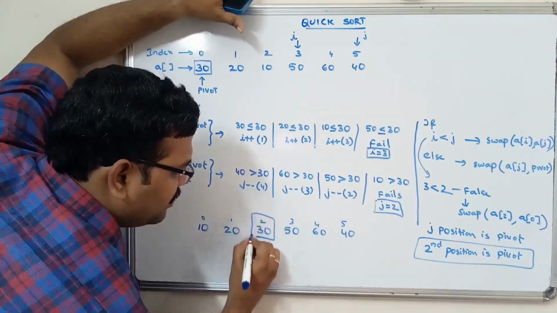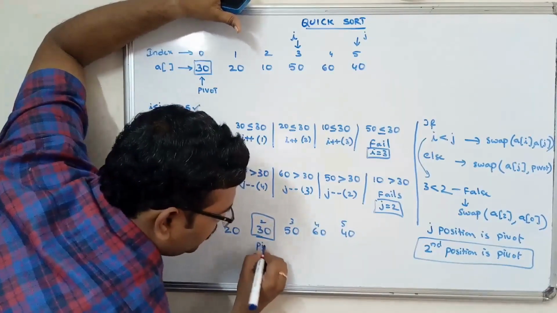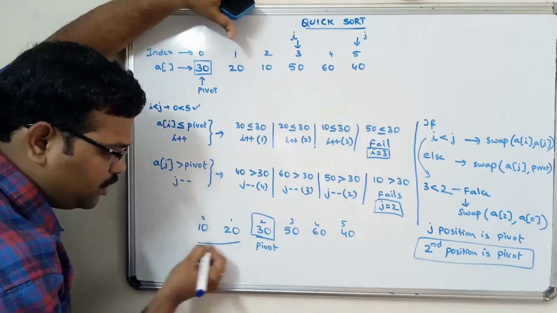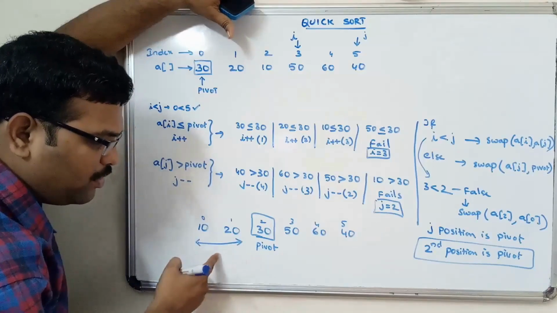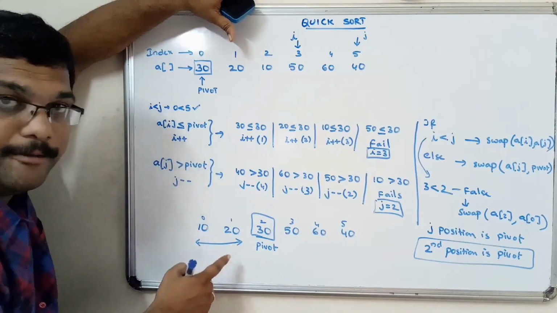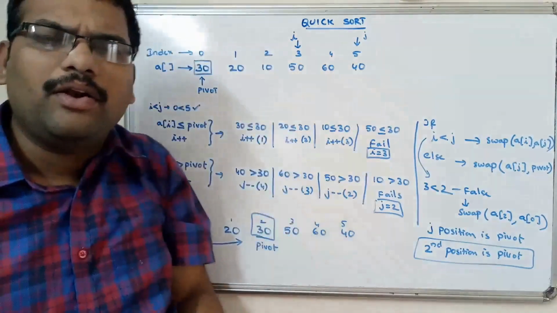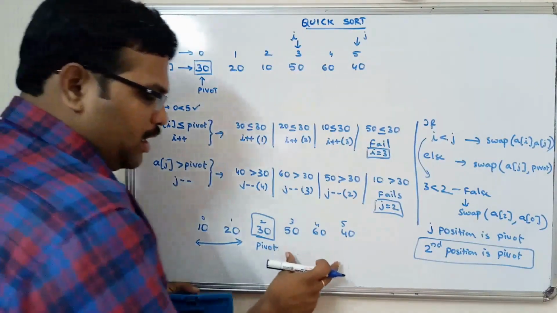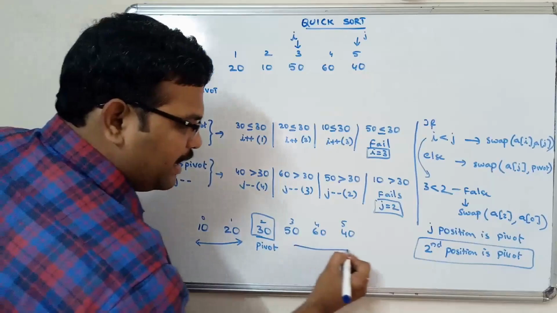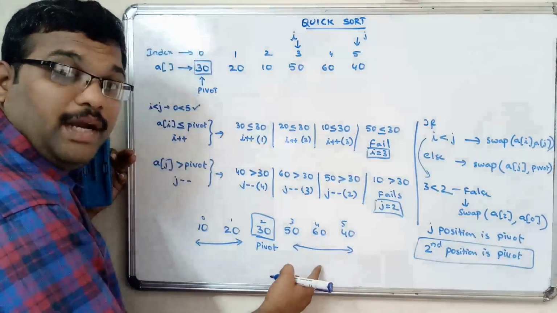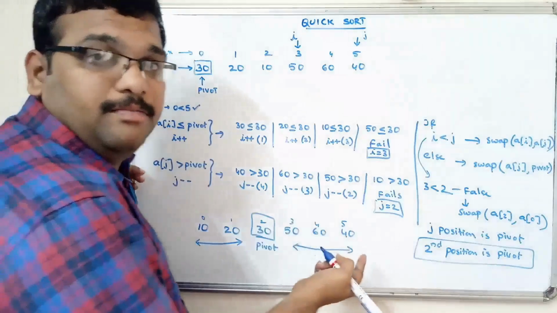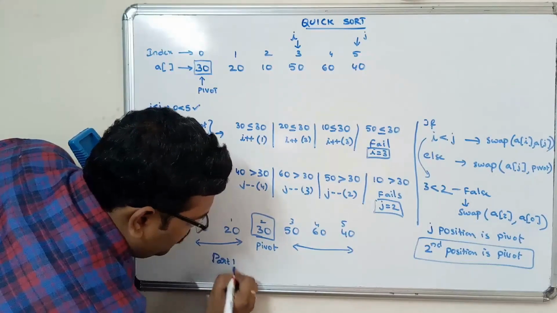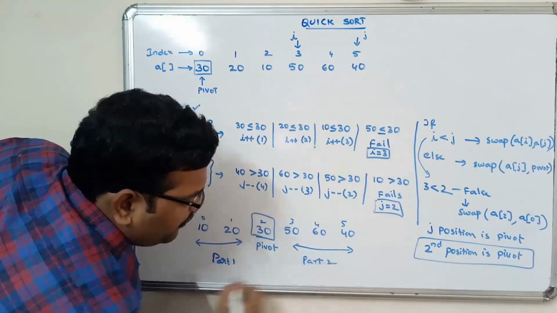So the second position is the pivot, right? Here if you observe, all the elements on the left hand side of the pivot are less than the pivot, 10 and 20. They may or may not be in sorted order. Whatever elements are on the right hand side of the pivot are greater than the pivot. These may or may not be in sorted order. So this is partition 1, and this is partition 2, right?